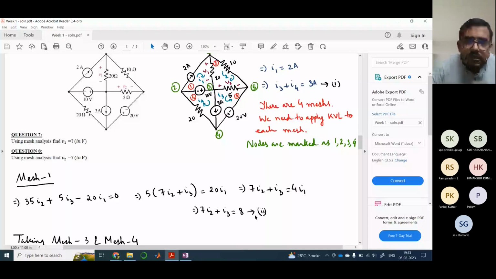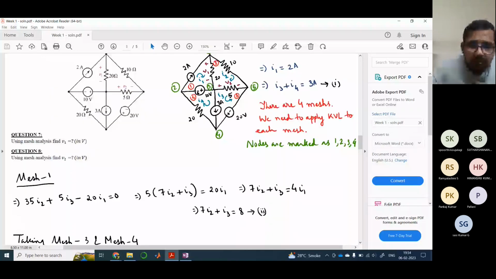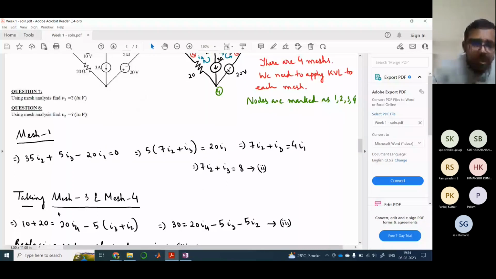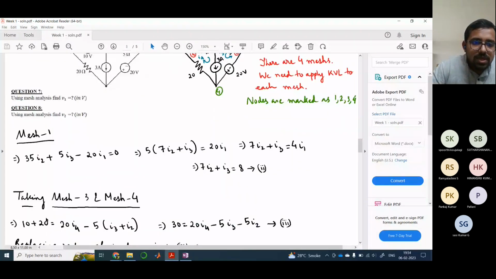Now we are left with these two meshes, 3 and 4. What I have done is taken the whole mesh, ignoring this 3 ampere source, and that is why I have written taking mesh 3 and 4 together. Here we have these two voltage sources, and the convention of the voltage sources is in the same direction. This plus is connected to this minus, and this plus is connected to this minus. Therefore this would be nothing but 10 plus 20, since they are connected in the same way.